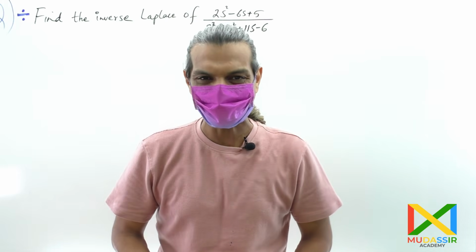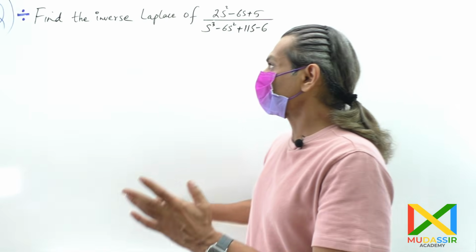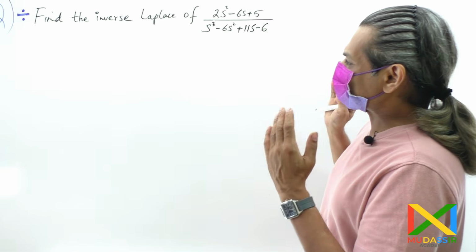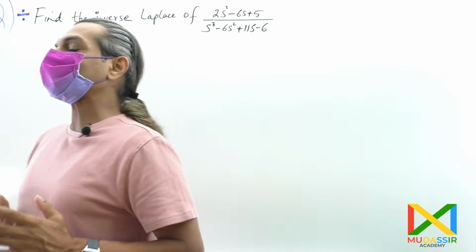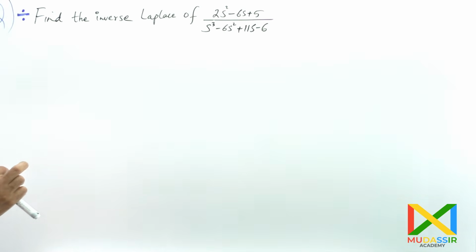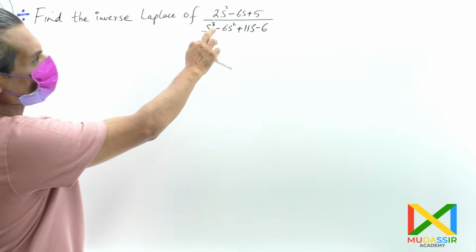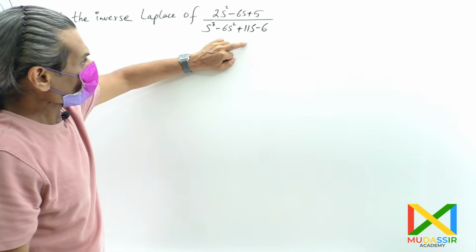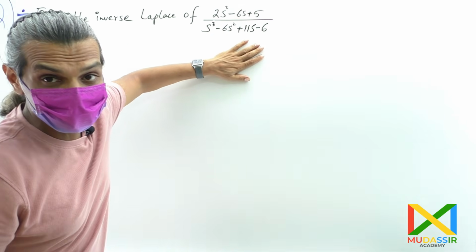Hello students, welcome back. Today I am back with one more very classical, interesting and important problem from the Laplace inverse. The problem here is: find the inverse Laplace of (2s² − 6s + 5) over (s³ − 6s² + 11s + 6).